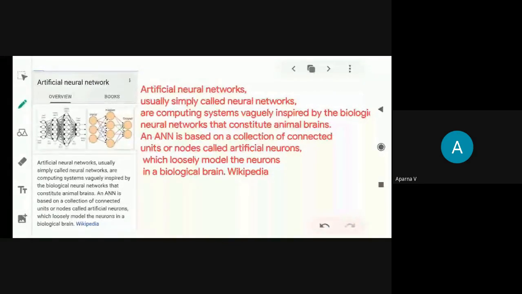So this is another article which I have taken from Wikipedia dealing with artificial neural networks. Now this is an era of artificial intelligence, deep learning, machine learning.